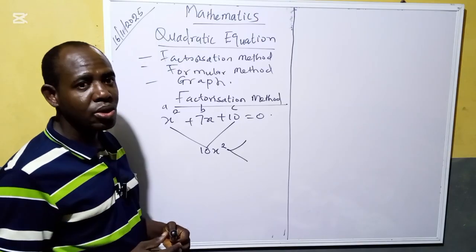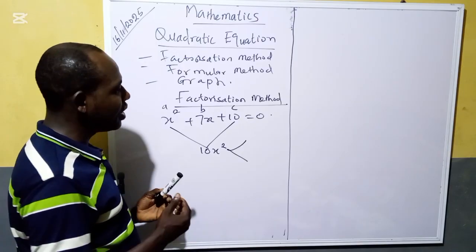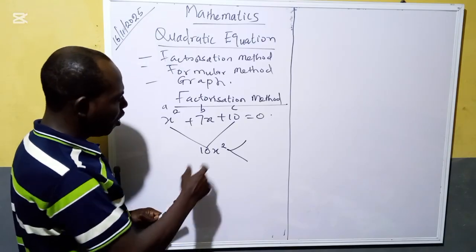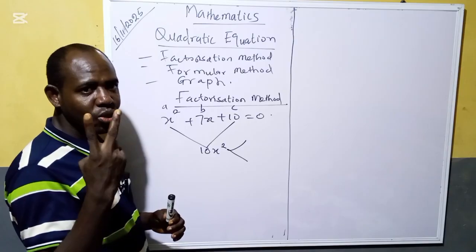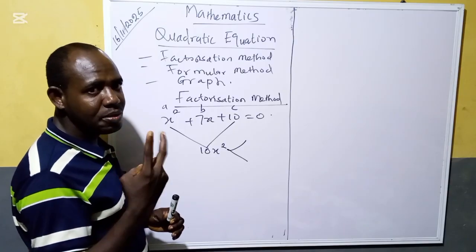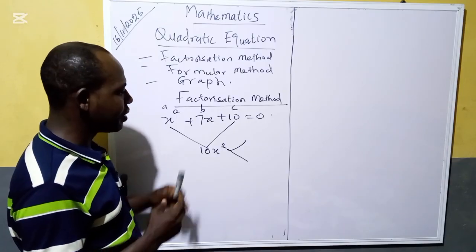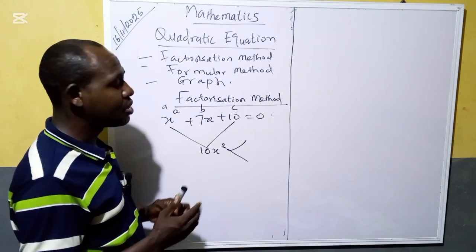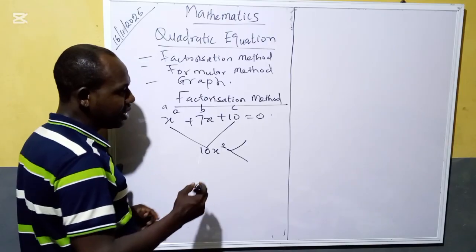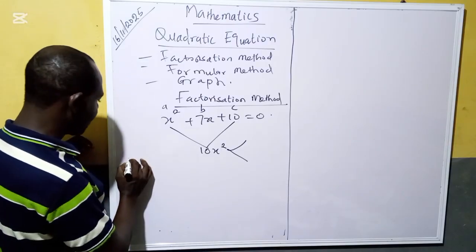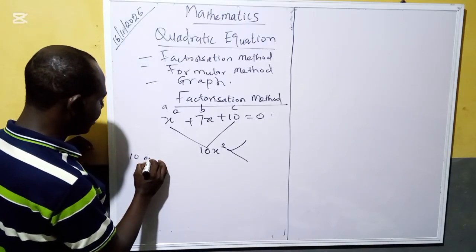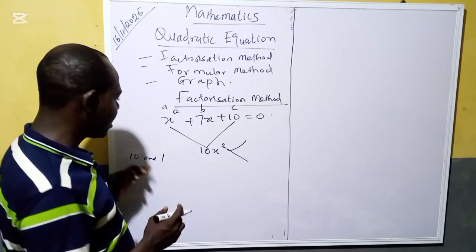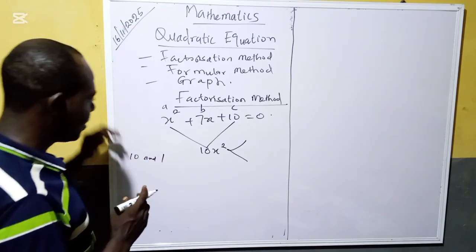Now, how are we going to get the numbers? This is very important. You look at yourself: which two numbers can I multiply together that can give me 10? You have to find out the two numbers. We have different numbers that can give us 10 when we multiply them together. Then you are going to select the first one. Let's say we have 10 and 1. 10 and 1 will give me 10 because 10 times 1 is 10.